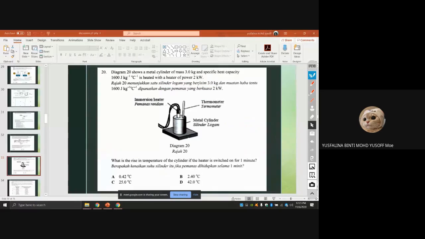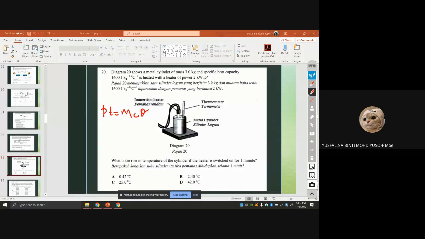Diagram 20 shows a metal cylinder of mass 3 kg and specific heat capacity 1600, heated with a heater of power 2 kilowatt. So what is the rise in temperature? This one is the same as the question before, but only the values are changed. So you just use the formula Pt equals mc theta.